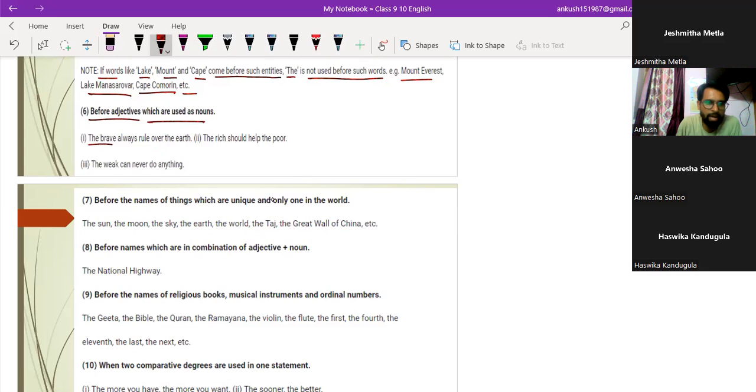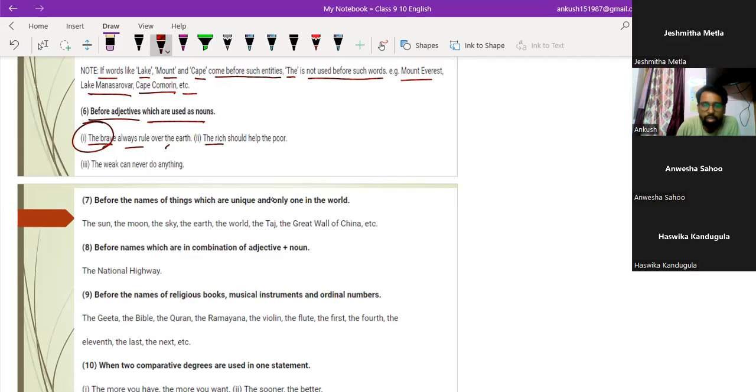Okay. Before adjectives which are used as nouns. For example, the brave always rule over the earth. This 'brave' is an adjective, and before that, 'the' is used. Whenever we have to emphasize them, we put pressure upon that particular adjective. The earth is something where there is only one, that is why 'the' is used.